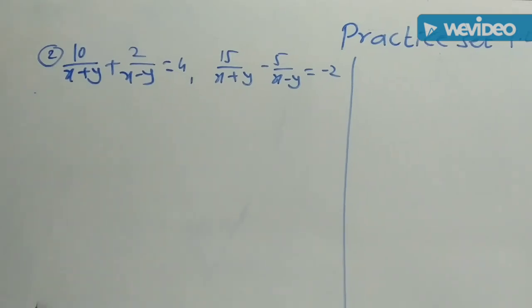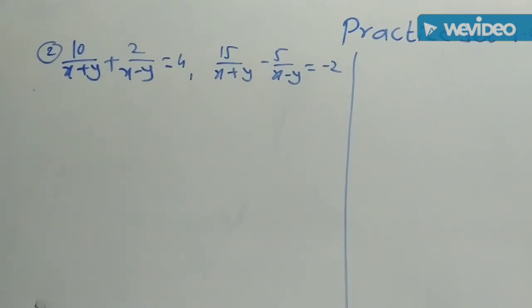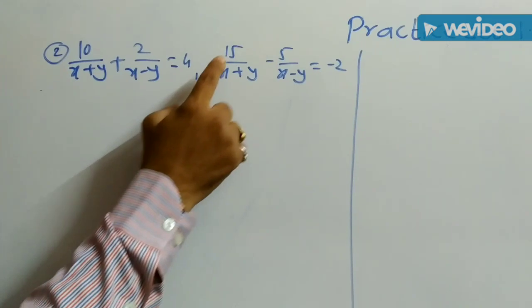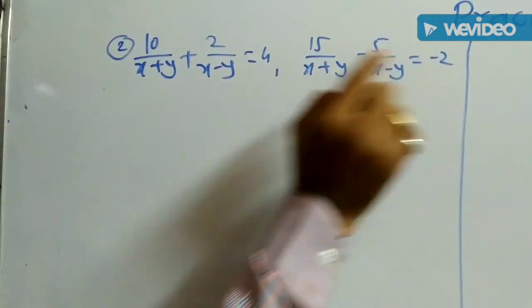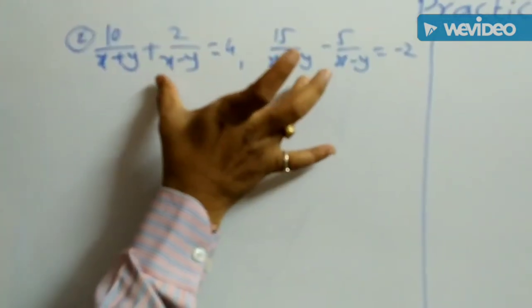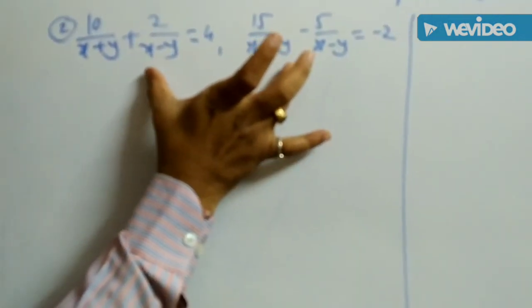Next example is 10 upon x plus y plus 2 upon x minus y is equal to 4, and 15 upon x plus y minus 5 upon x minus y is equal to minus 2. Again, these two equations are not linear equations.